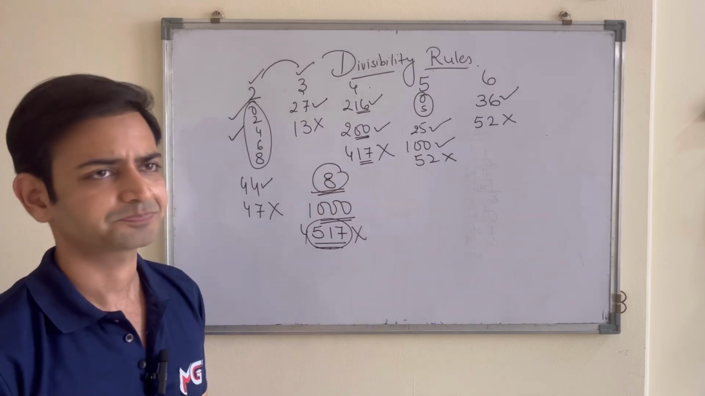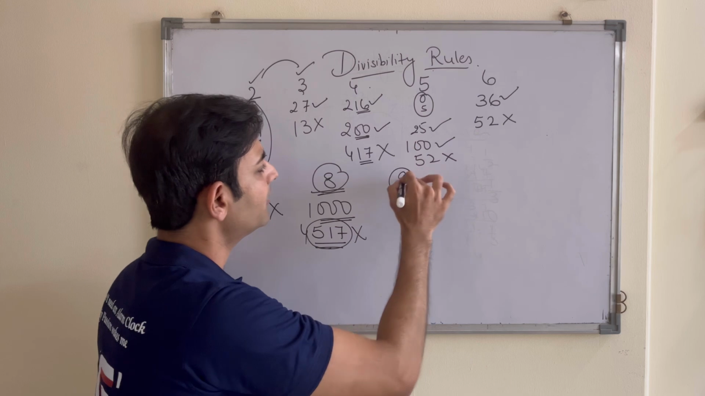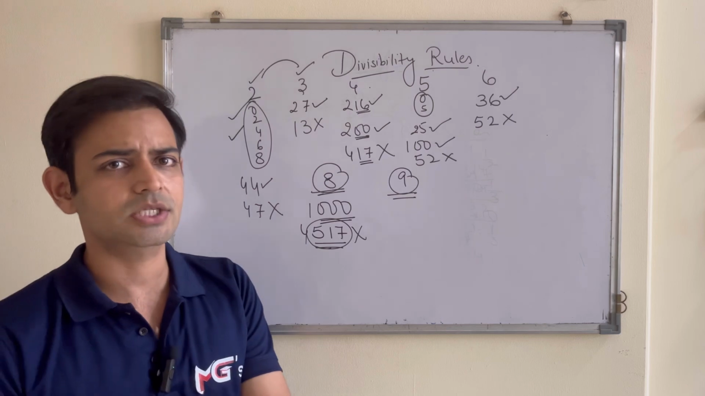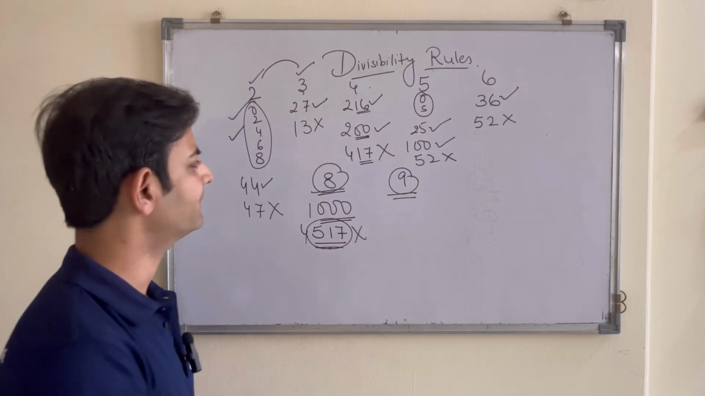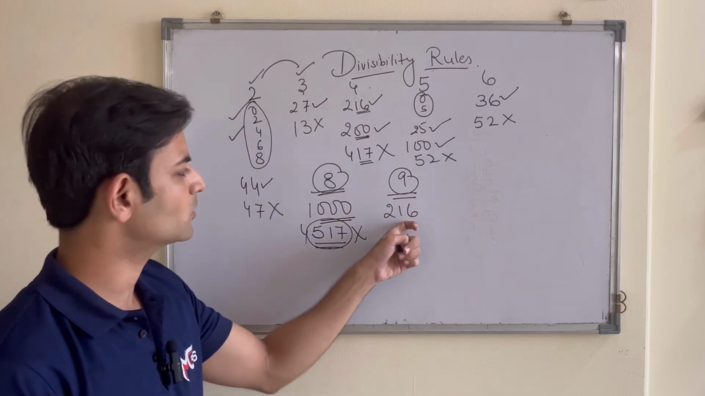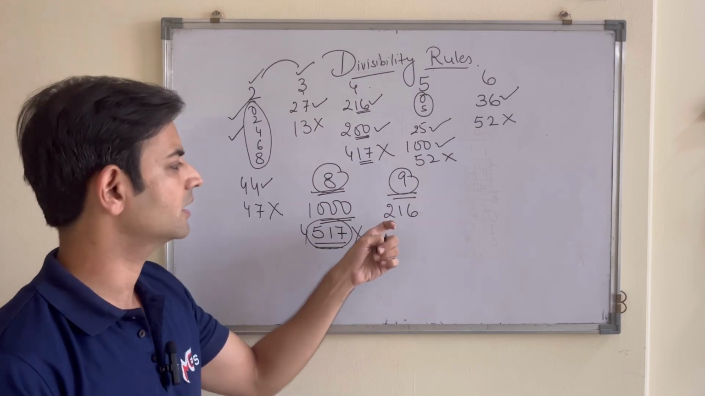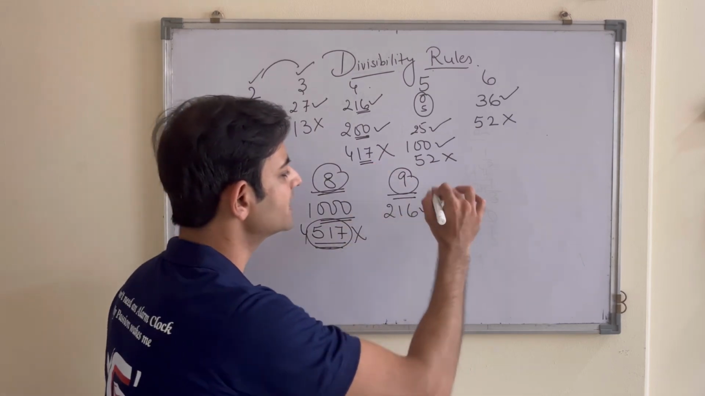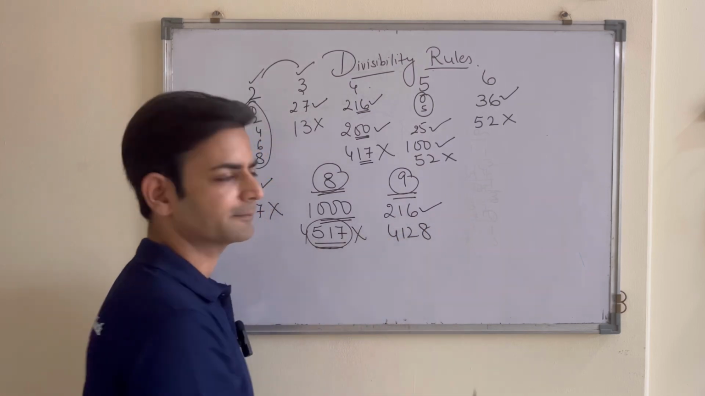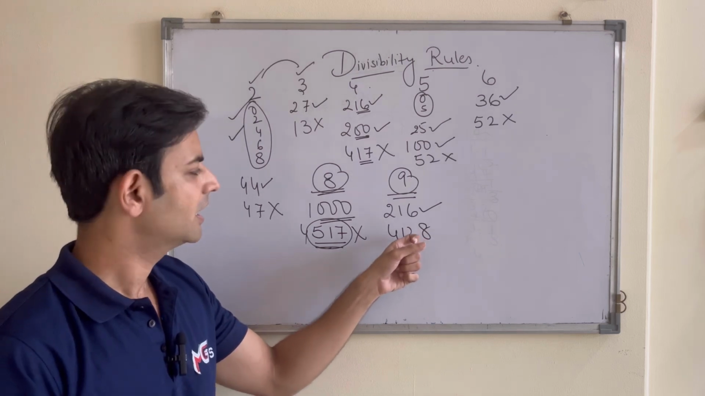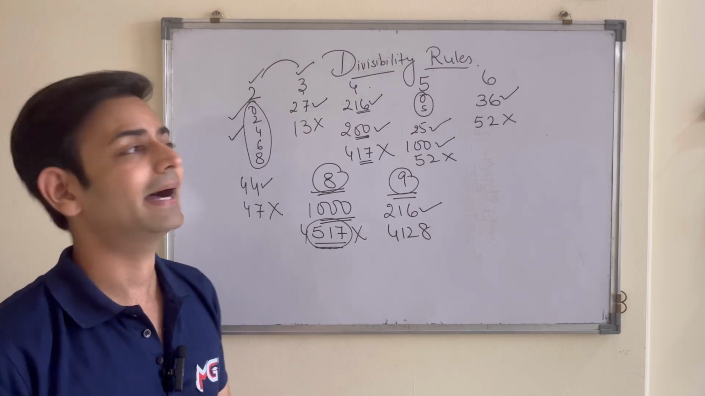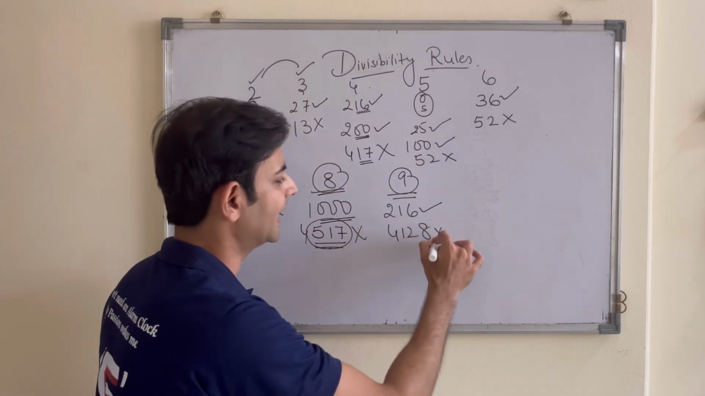Divisibility rule of 9. Now 9 has a very similar rule to 3, that is the sum of all the digits should be divisible by 9. For example, if I have 216, 2 plus 1 is 3, 3 plus 6 is 9, so yes, divisible by 9, so 216 is divisible by 9. If I take, let's say, 4128, 4 plus 1 is 5, 5 plus 2 is 7, 7 plus 8 is 15. It is divisible by 3 but it is not divisible by 9.